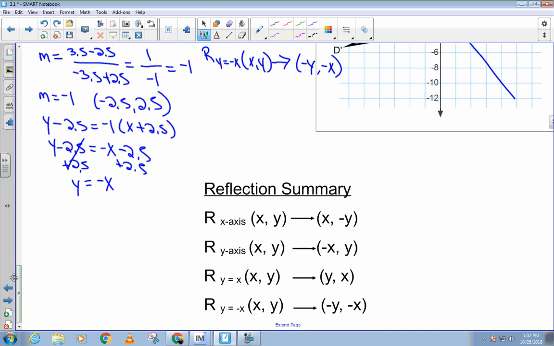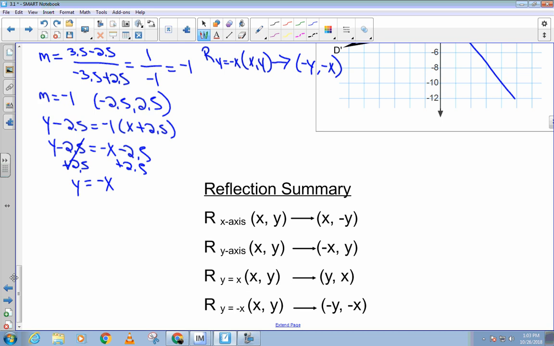So, this is your rule. Alright? This is your rule. If you reflect over the x-axis, your y changes signs. If you reflect over the y-axis, your x changes signs. If you reflect over the line y equals x, they flip places. If you reflect over the line y equals negative x, they flip-flop and change signs. You've got to know those 4 things. That's basically what you've got to know for this lesson.